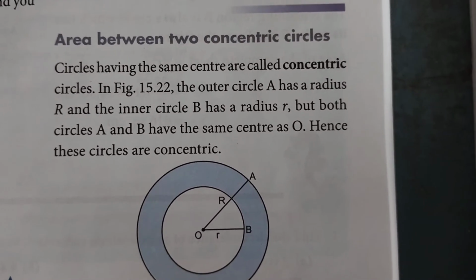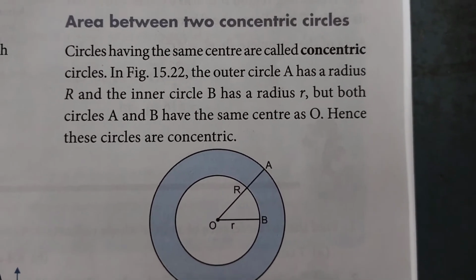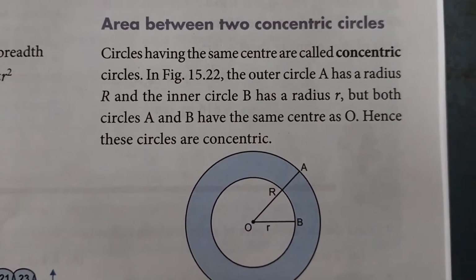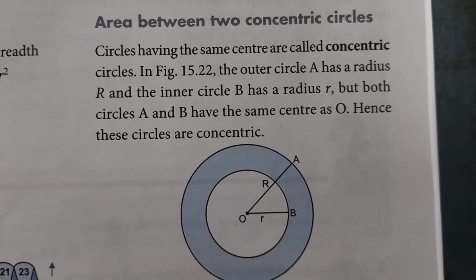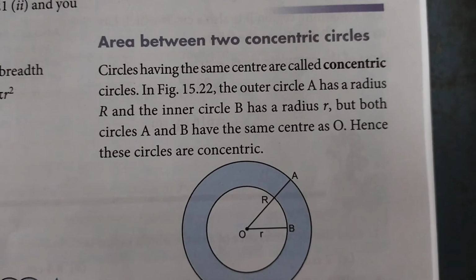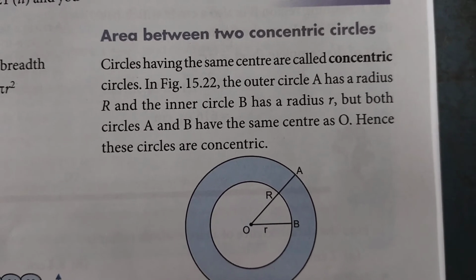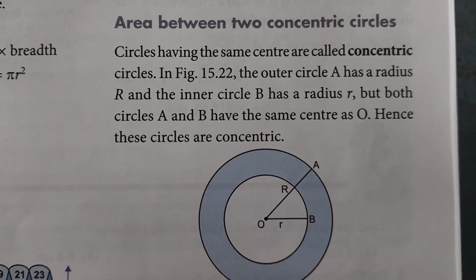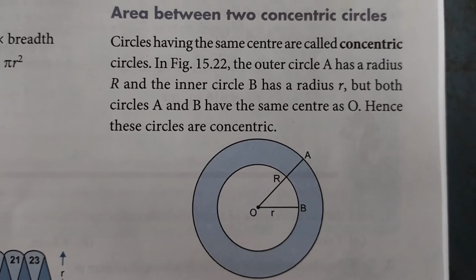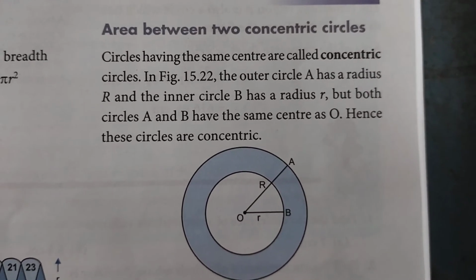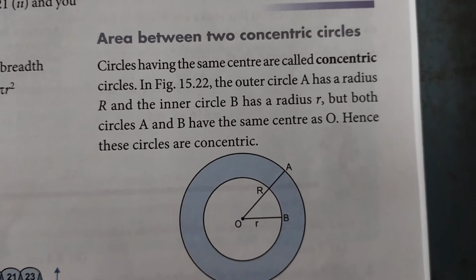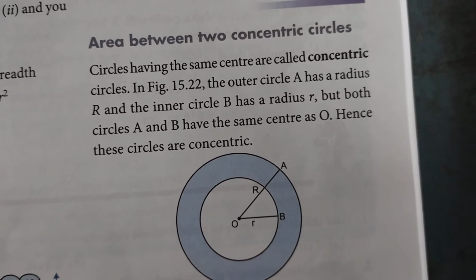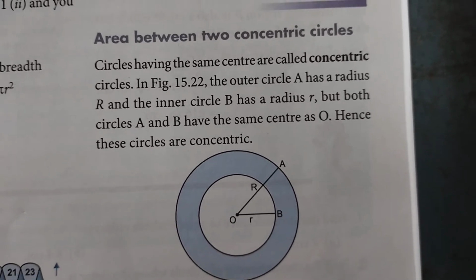Area between two concentric circles, or you can say area of circular path, or area of the circular region, or sometimes we say circular ring. Here you are able to see the figure. Circles with the same center are called concentric circles. In this figure you can see outer circle A has a radius capital R and inner circle B has a radius small r. Both circles A and B have the same center O, hence these are called concentric circles.